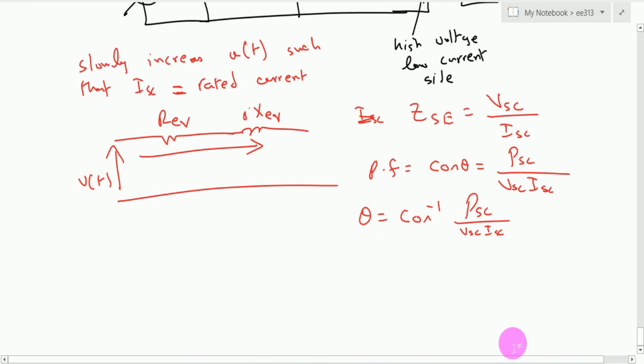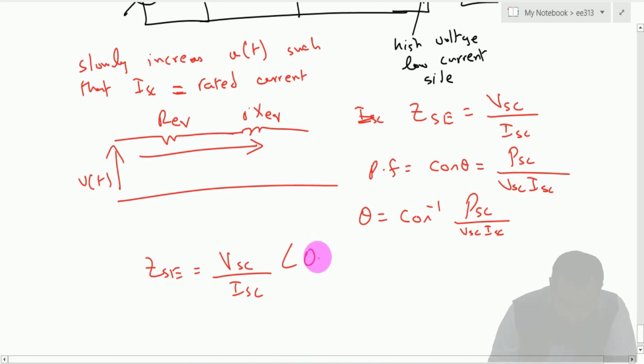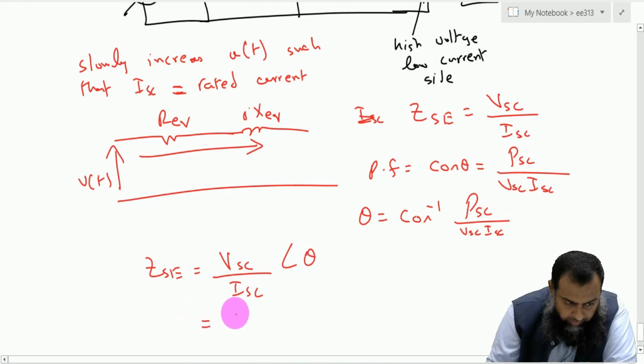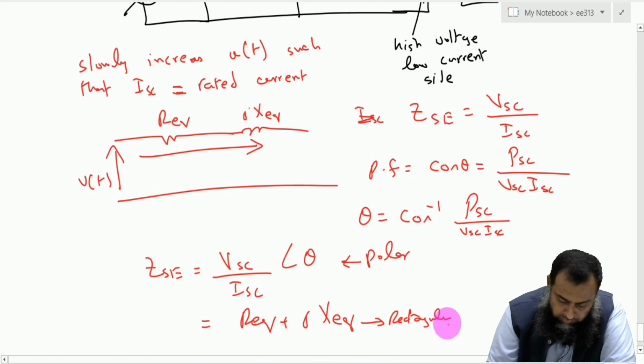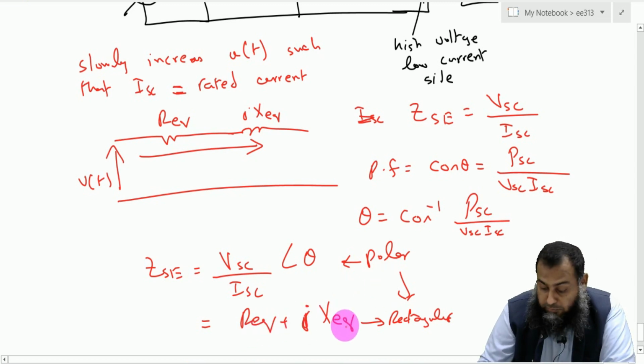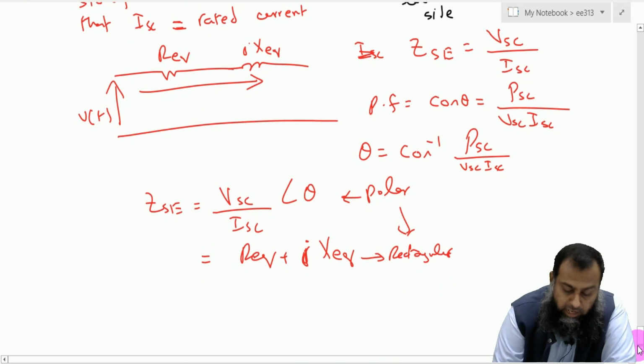So with this in mind, ZSE is equal to VSC over ISC at an angle of theta. So this is also equal to R equivalent plus jX equivalent, right? So this is the polar form, and this is the rectangular form. Once we obtain this particular value, we can convert this polar into rectangular form, and the real part will give us the R equivalent and the imaginary part gives us the X equivalent. Remember that these are the equivalent values.